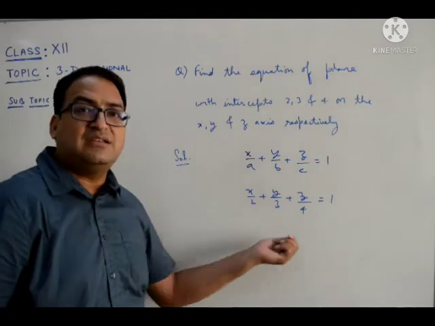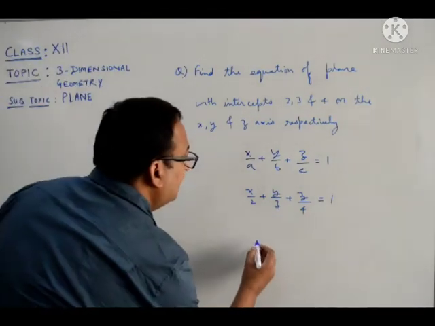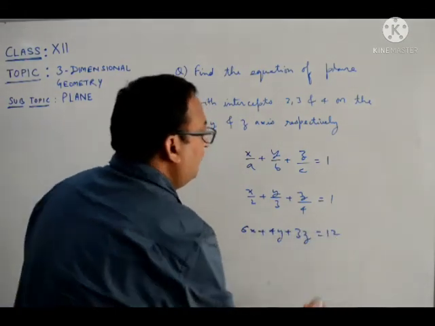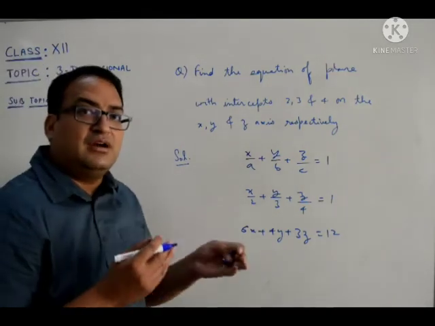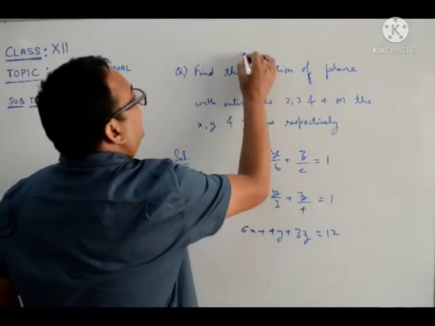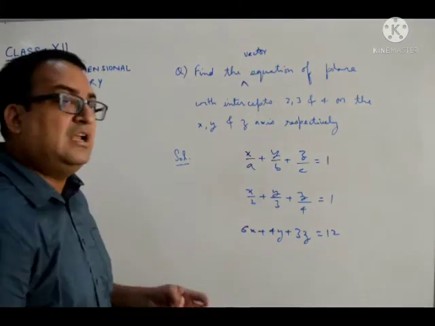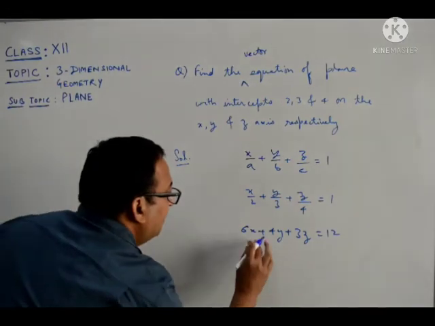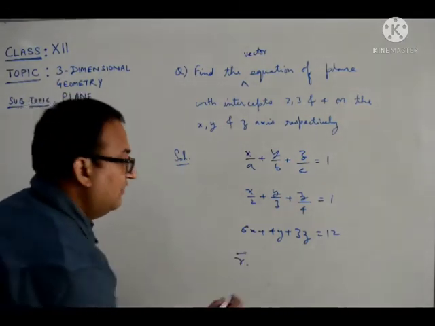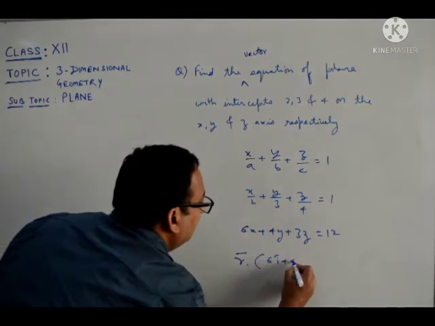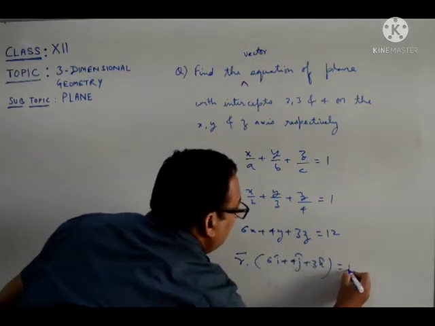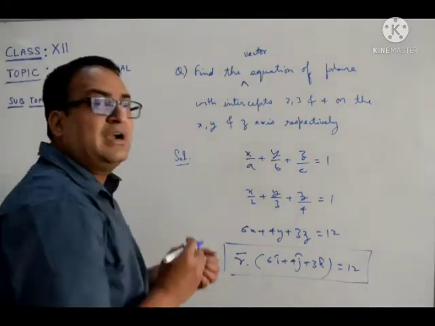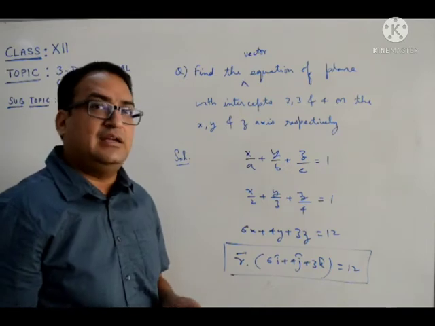You can simplify this also. For that you can take the LCM 12. So 6x plus 4y plus 3z is equal to 12. And if the question is to find the vector equation, you can still do it like this: in the final step, for x, y, z you can write r vector, and for the normal vector you can write 6i plus 4j plus 3k, equal to 12. So if you want your answer in vector form, you can convert from Cartesian to vector form, right?